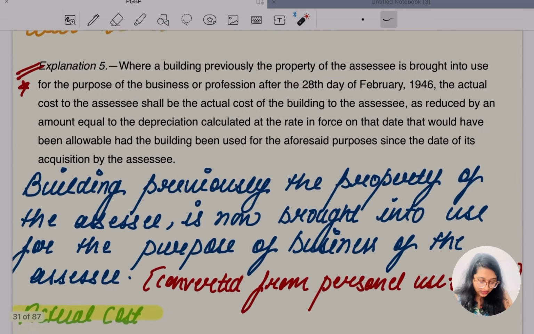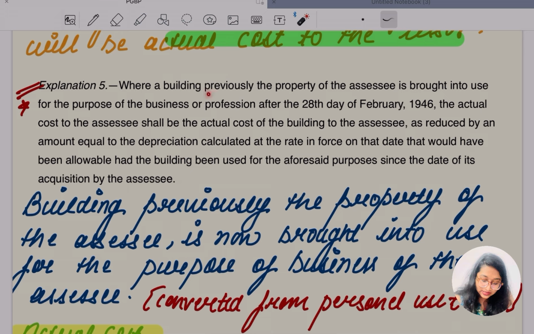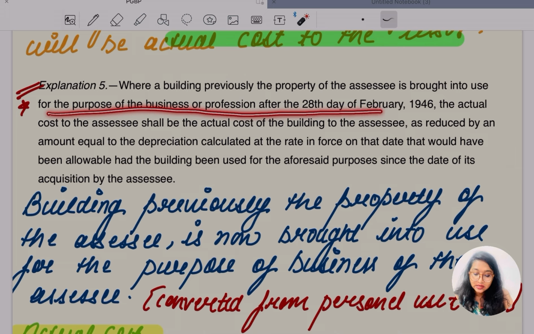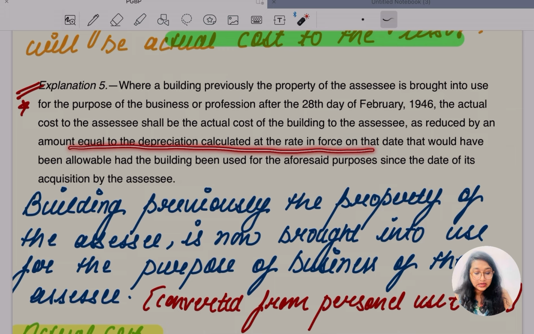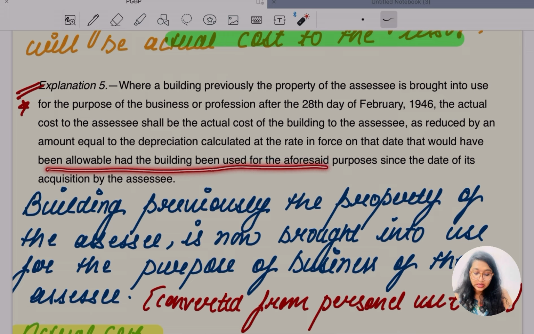So let's read it quickly guys. Where a building previously the property of the SSC is brought into use for the purpose of business or profession after 28th day of February 1946, the actual cost to the SSC shall be the actual cost of the building to the SSC as reduced by the amount equal to the depreciation calculated at the rate in force on that date that would be allowable had the building been used for the aforesaid purpose since the date of acquisition by the SSC.